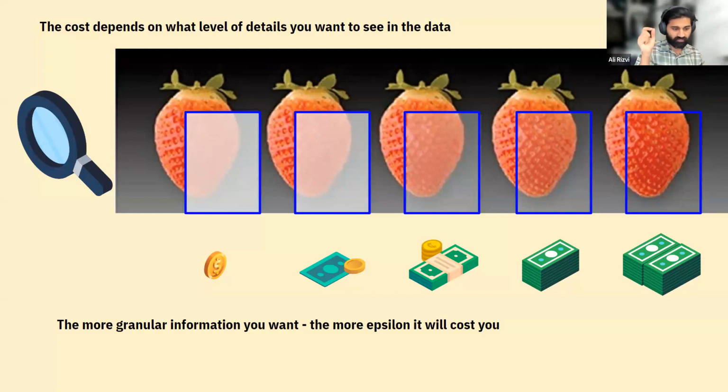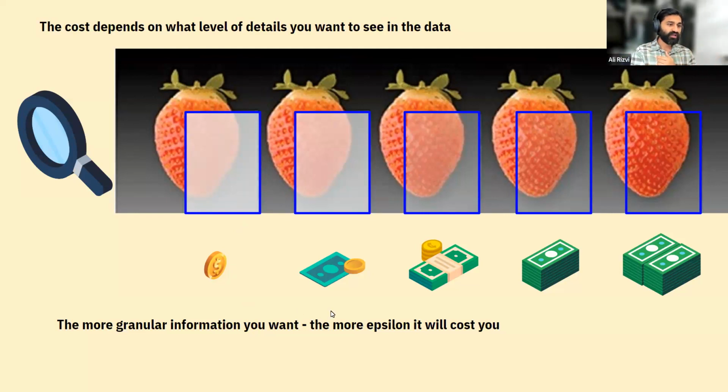Now, obviously, the strawberry has little dots or seeds on it, right? If the glass is very clear, you will be able to see all the seeds. You will be able to count all the seeds. But if the glass is a bit blurry, you can say, okay, there are some seeds, maybe there are 100 seeds, maybe there are 150 seeds, I don't know, but I can see there are some seeds, and I can see that it's a strawberry. And that's the concept: the more granular information you want, the more epsilon it will cost you. And epsilon is just the term to keep track of how much visibility you have on the data.